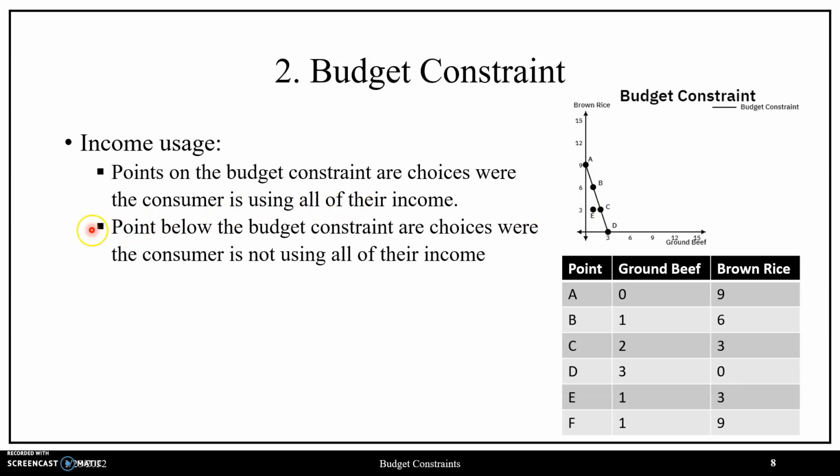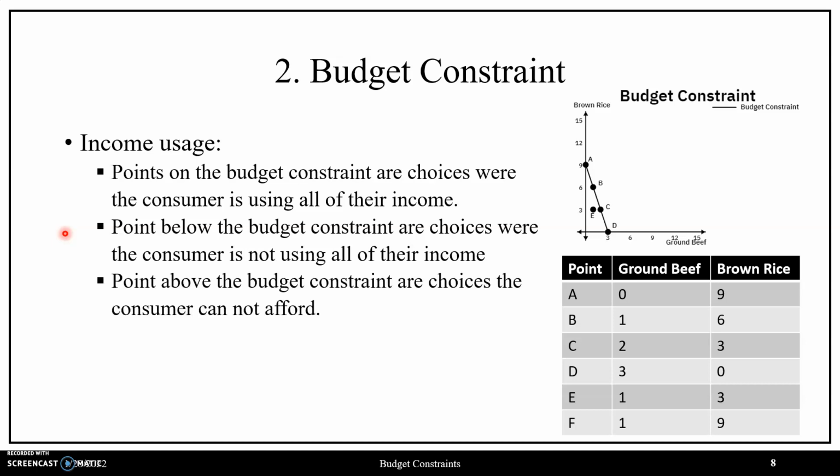So then if points on the budget constraint represent fully utilizing consumer income and points below are when the consumer is not using all of their income, points above the budget constraint are going to be choices that the consumer cannot currently afford, where we can see this with point F, in which the consumer is considering 1 unit of ground beef, so times the price point of 3, that gives us $3, and they're considering 9 units of brown rice, where with the price point of 1, that's $9, 9 plus 3, that gives us 12, but the consumer currently has an income process of $9, and so this is not affordable to them, such that some combination of brown rice and ground beef must be given up in order to return to their budget constraint.